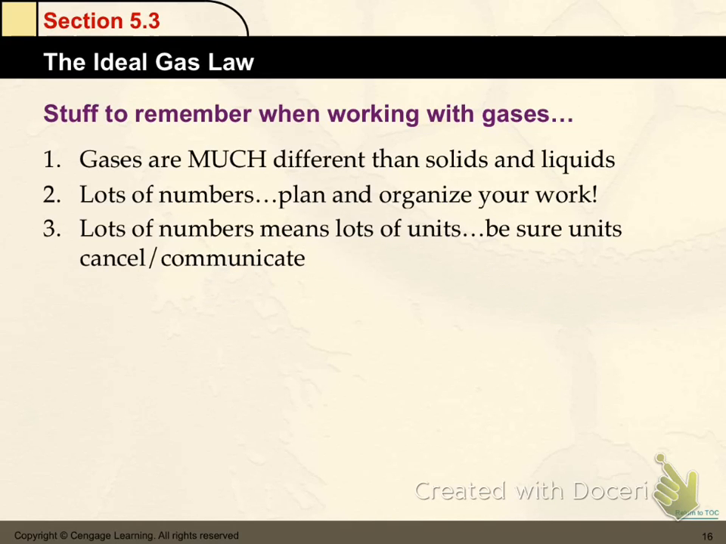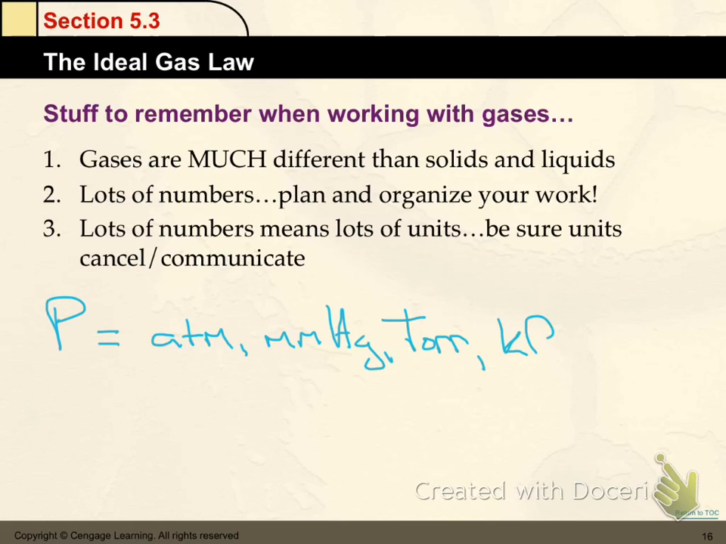And then lastly, lots of numbers means lots of units. Please be sure to cancel and communicate your units effectively. One of the big concepts we're talking about in this chapter is pressure. Pressure in itself has a bunch of different ways that it can be communicated. The different units for pressure are atmosphere, millimeters mercury, torr, kilopascals. That's 4 different units for one single variable, pressure.